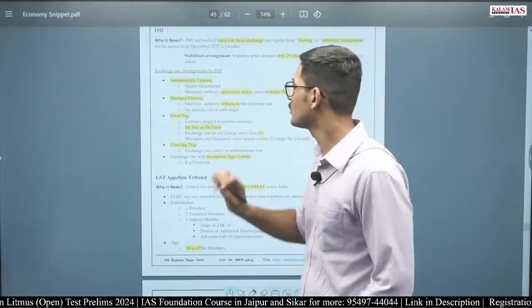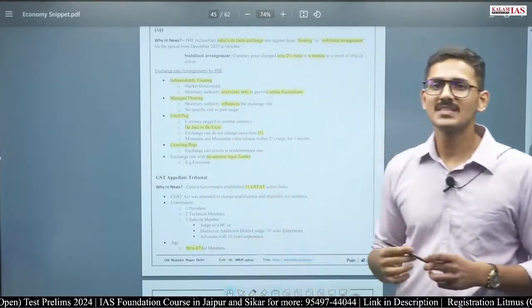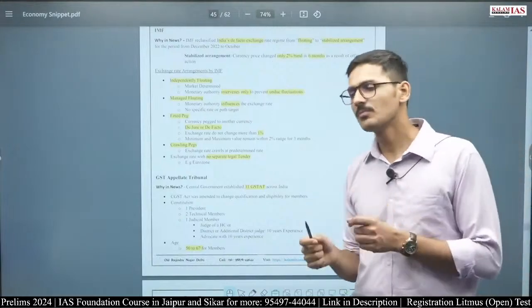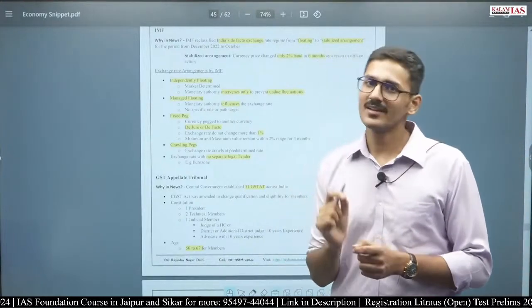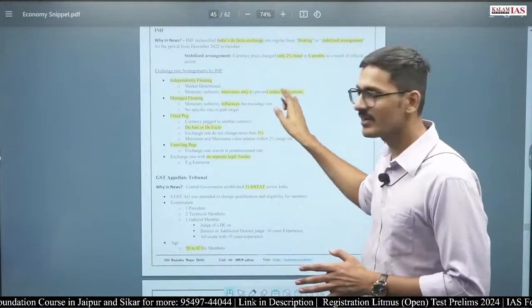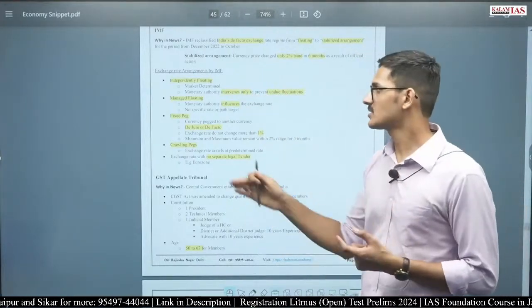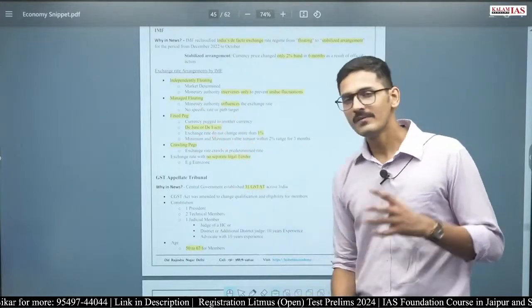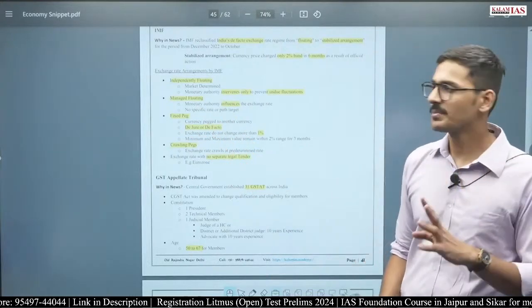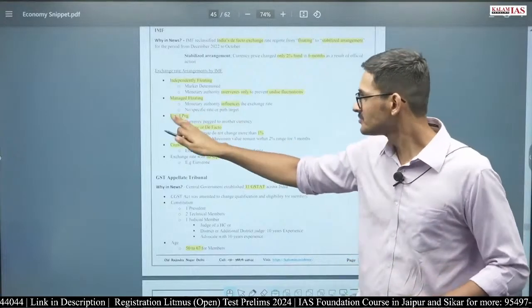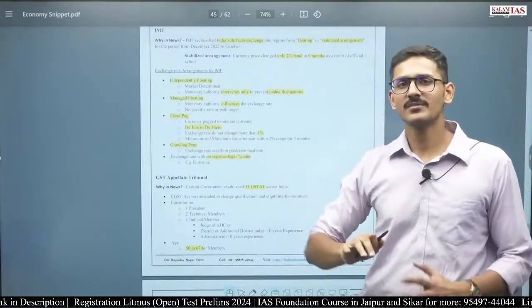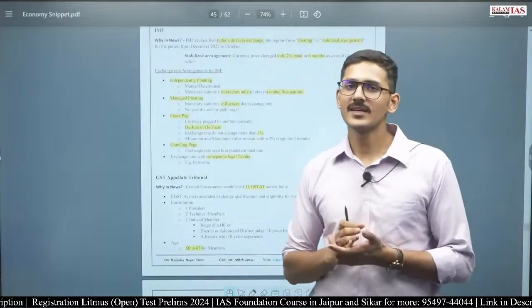First is independently floating. Independently floating is basically a market determined exchange rate, where the monetary authority will intervene only in rare circumstances to prevent any undue fluctuation in the currency prices. Managed floating, where the monetary authority regularly influences the exchange rate. Fixed peg is when the price of a particular currency is pegged to another currency.